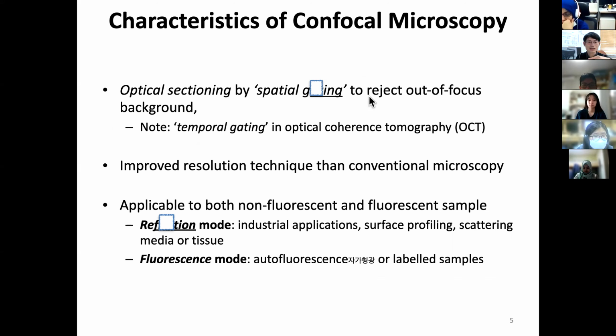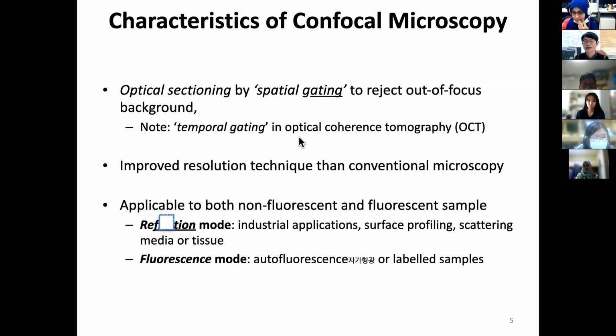So how to reject it is he uses a so-called pinhole, and that is named as spatial. Can you guys guess about this? Not that difficult. Gating. Yeah, can you guess what this is? Temporal gating. Oh, okay, right. Here it's temporal, second, spatial gating. Yes, it's a good guess.